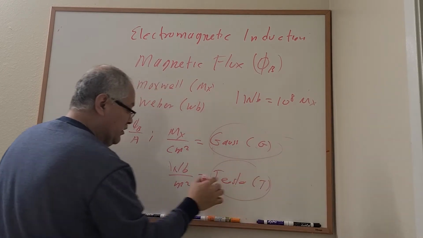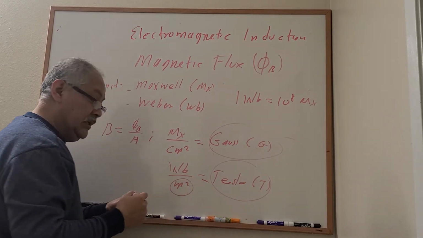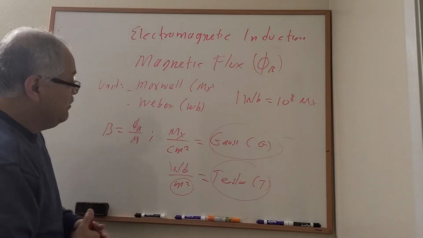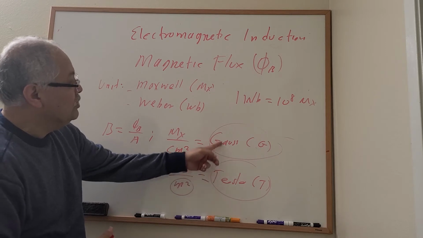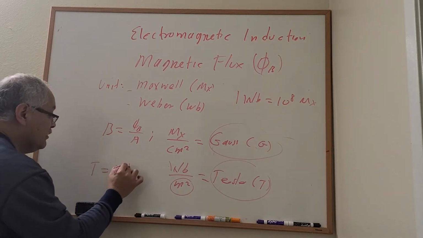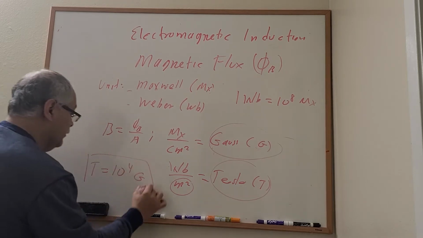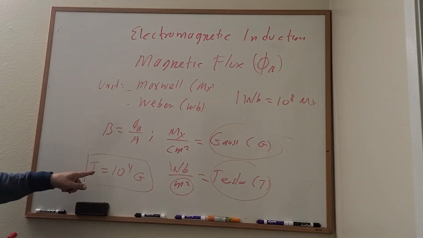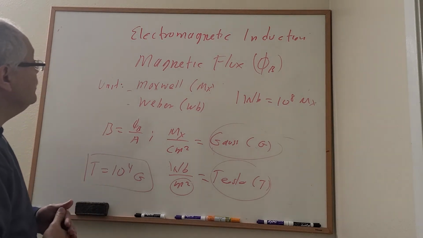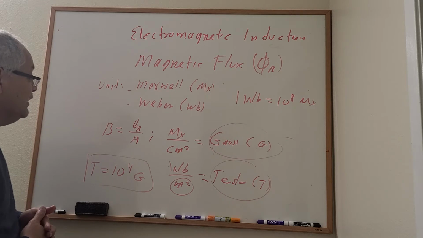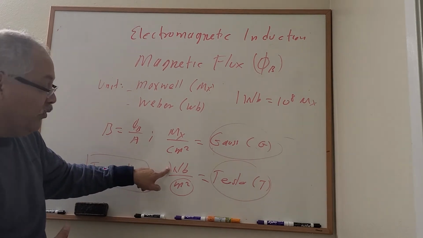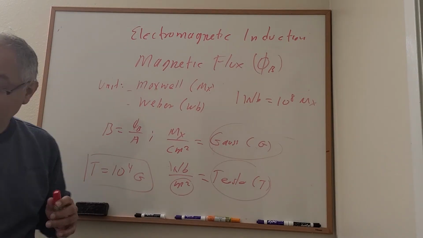We usually use this one because we use the metric system, which is using meters, kilograms, and seconds. But we can have the relationship between these two quantities in this way. 1 Tesla is equal to 10 to the 4th Gauss. So Tesla is a big unit. Got it? Okay, so we found the units for the magnetic field. In general, we use Tesla, but we know Tesla is equal to 1 Weber per square meter.